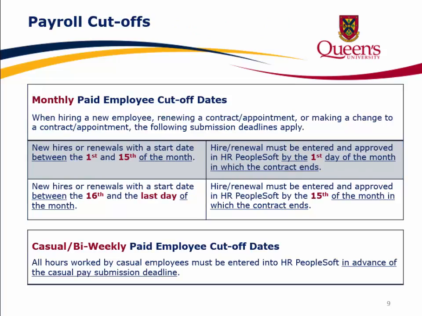Payroll cutoffs. Monthly paid employee cutoff dates. When hiring a new employee, renewing a contract or appointment, or making a change to a contract appointment, the following submission deadlines apply. New hires or renewals with a start date between the 1st and 15th of the month: the hire or renewal must be entered and approved in HR PeopleSoft by the first day of the month in which the contract ends. New hires or renewals with a start date between the 16th and the last day of the month: the hire or renewal must be entered and approved in HR PeopleSoft by the 15th of the month in which the contract ends.